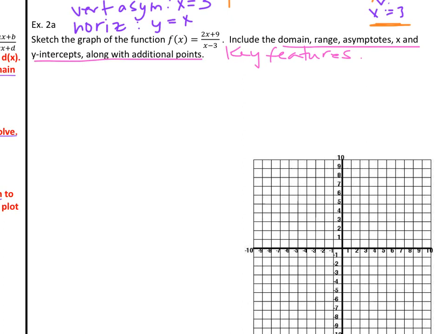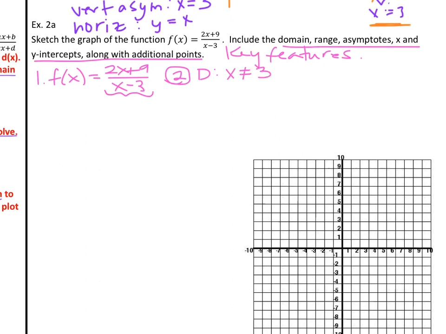The first thing we're supposed to do is factor. So if we have f of x equals 2x plus 9 over x minus 3, nothing factors out of the numerator or denominator, which is kind of nice. So there's no factoring involved in this one. From here then, the second thing we want to do is determine our domain and our range. Remember, the domain comes from the denominator. So in this case, our domain is x can't equal 3.